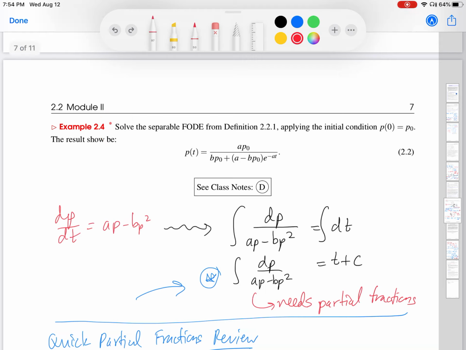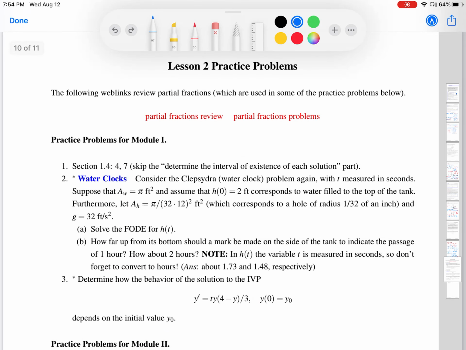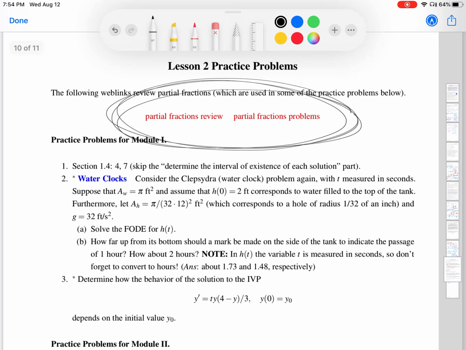And then the final thing to reiterate: we did use partial fractions here. I only reviewed what was absolutely necessary to help us solve the problem, but there is a much more thorough review of partial fractions if you go to these two links that will take you to Paul's online notes.